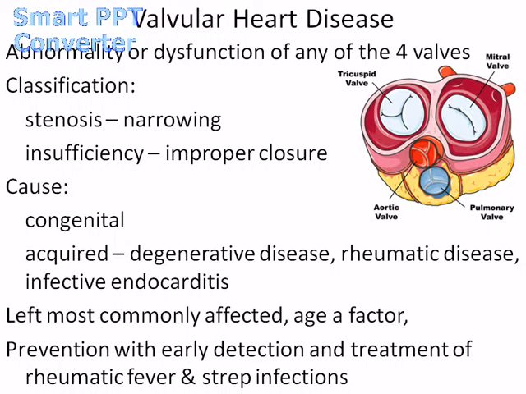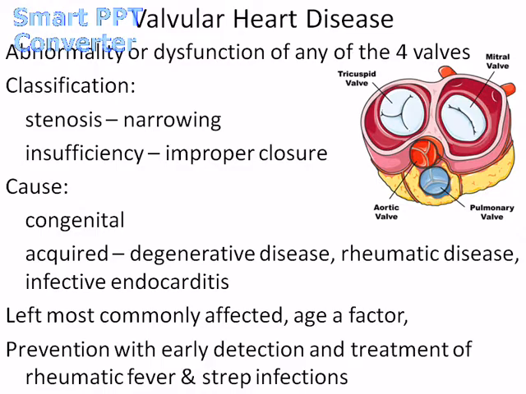It can also be congenital or it can be acquired. Congenital heart disease affects all four valves, one of all four or all four at the same time, and it can be either a stenosis or an insufficiency due to a congenital defect.